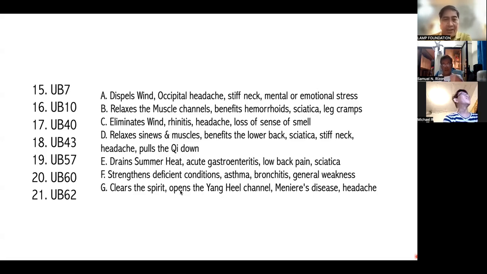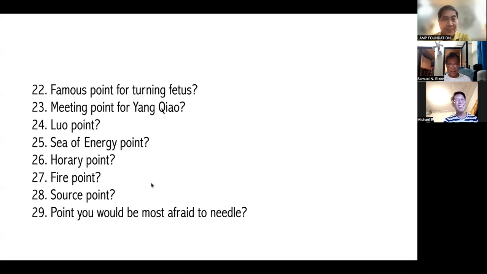Number 21, Sir Michael, the last one. Bladder 62 is clear the spirits, open the Yang Heel channel, Meniere's disease. That's Meniere's disease. You Google it. Headache. Letter G. Meniere's. Okay. So that's correct. Letter G. Maraming salamat. Good job, Sir Michael. You did not commit any mistake. So impressive. Thank you po.